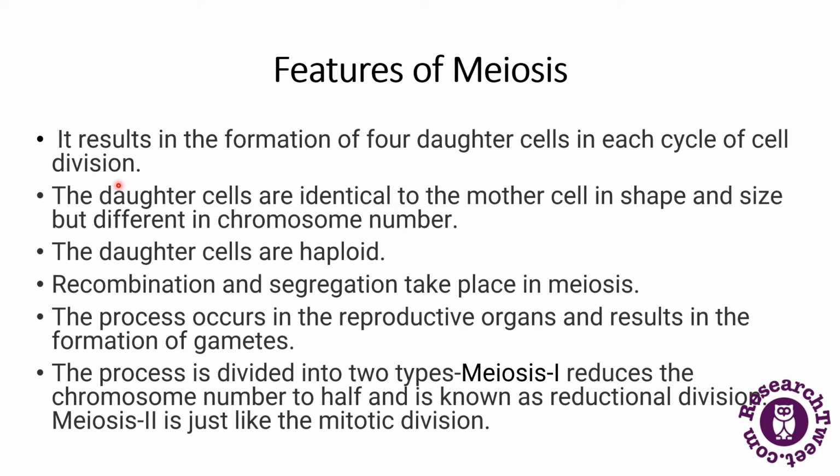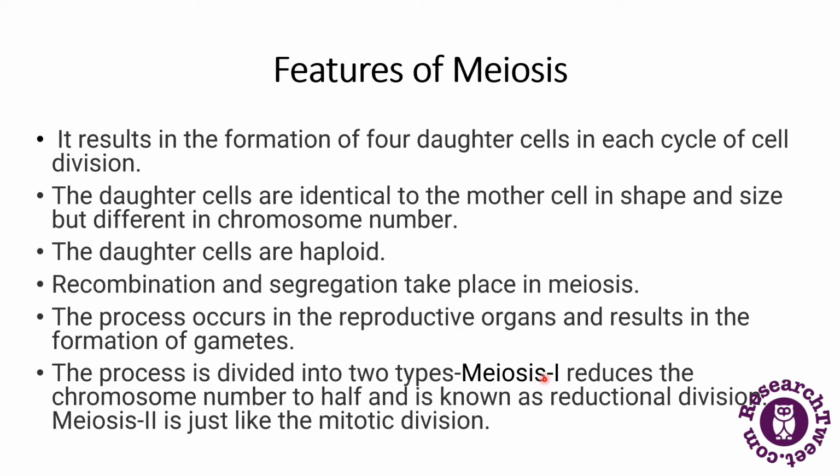The process occurs in the reproductive organs and it results in the formation of gametes. As shown in the previous slide, the formation of gametes is the process of meiosis. The process is divided into two types, that is meiosis 1 and meiosis 2.